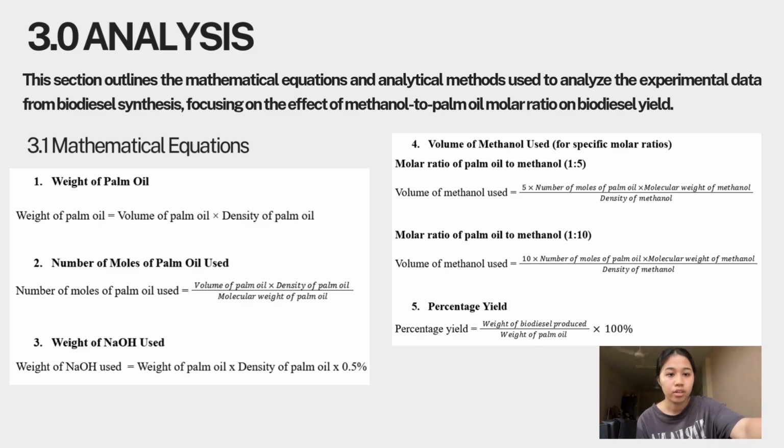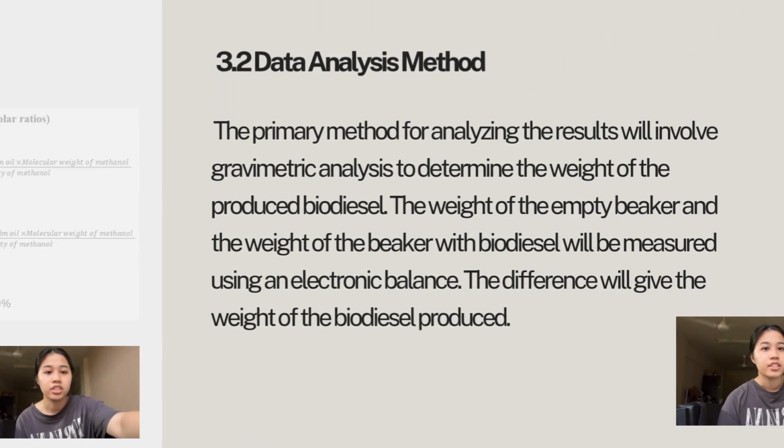Number three is weight of NaOH used, which is the catalyst. Number four is volume of methanol used for molar ratio of 1 to 5 and 1 to 10. And the last one is data analysis method.